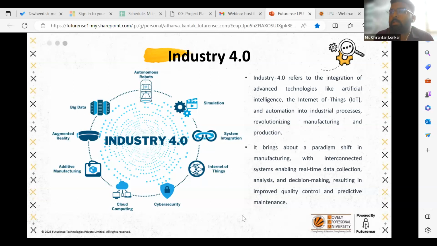The thing is, today's job market is very cutthroat. If you want to get placed, you have to be very skilled at your job. And obviously, if you want to be skilled, you need someone to handhold you. That is where Futurance comes into the picture. All right. Next slide, please.